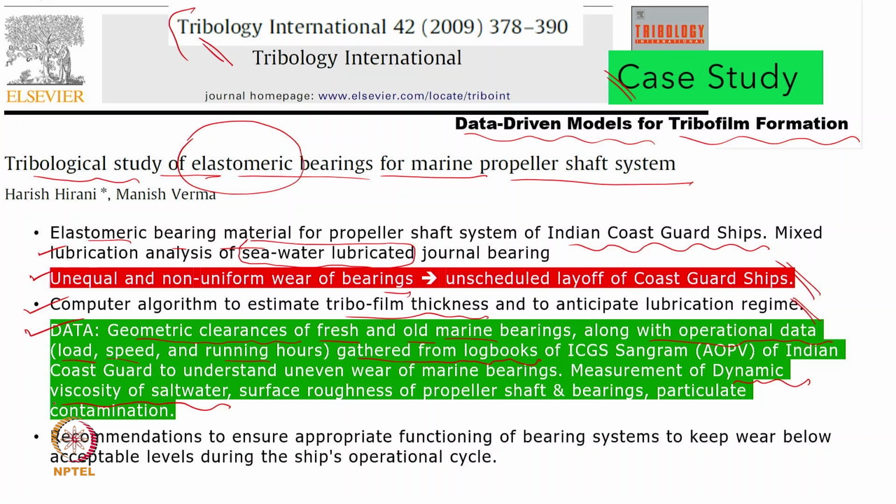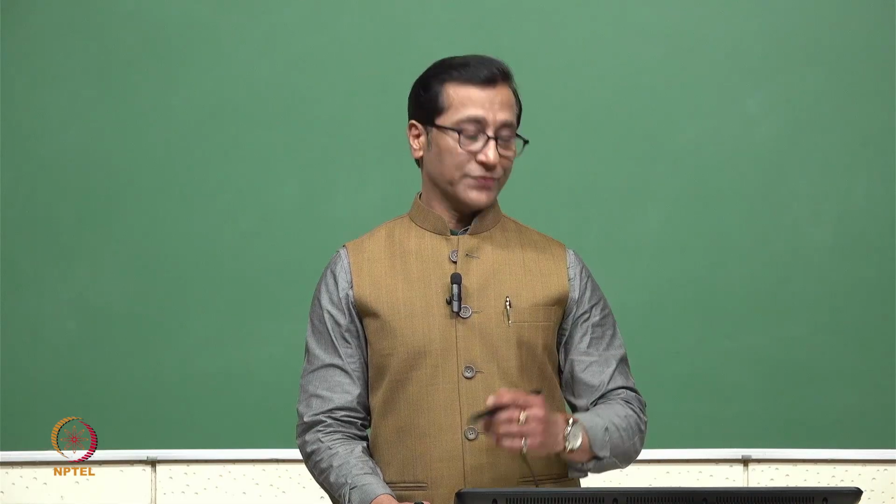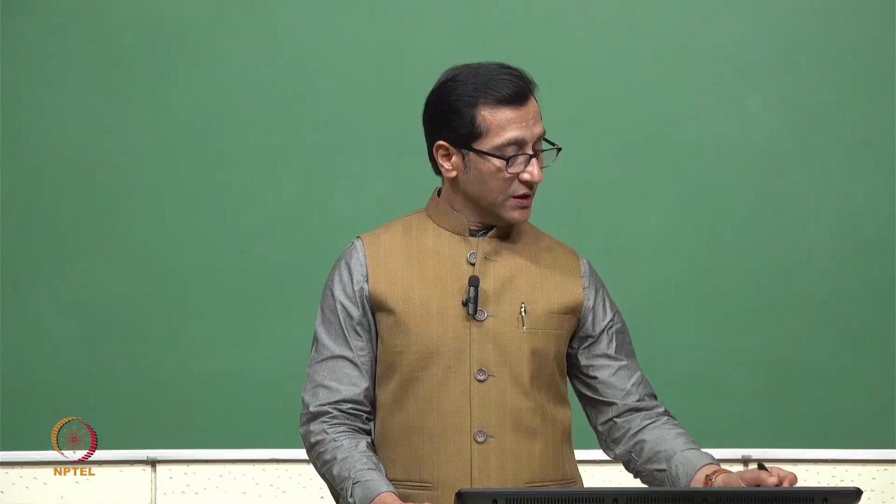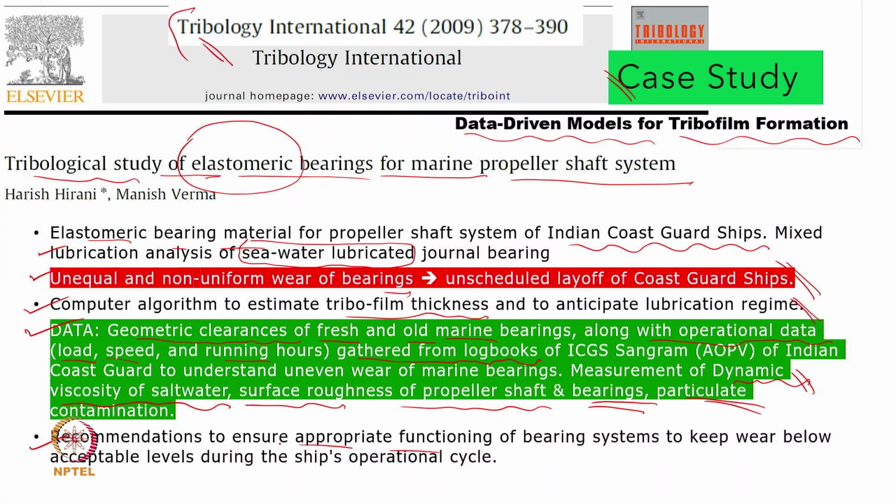We know that many times we take an assumption of a Newtonian fluid, but it doesn't happen in reality. And here even the water is subjected to non-Newtonian behavior. Its viscosity increases with the velocity. We also observed the surface softness of the bearings and shaft, which can be accounted for in our analysis. Even the particulate contamination should also be accounted for in this case, so that we are able to predict accurate results. And finally, recommendations to ensure the appropriate functioning of the bearing system to minimize the wear.